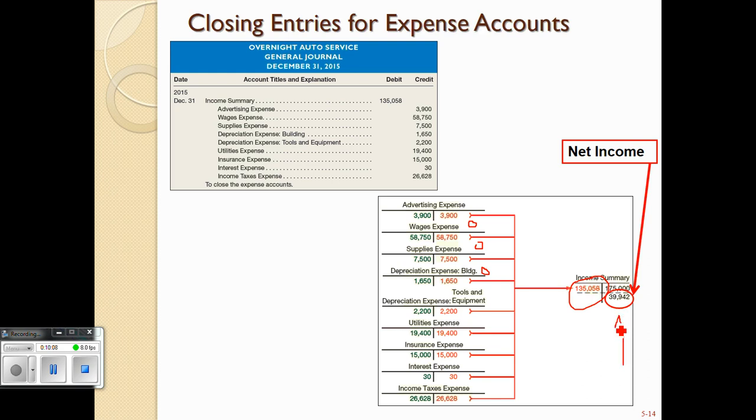If we have net income, our income summary will show a credit balance. If we have a loss, it will show a debit balance. So whether we have an income or a loss, it's really irrelevant. We close the revenue accounts and the expense accounts in the same way. The only difference is, does that income summary have a debit balance or a credit balance? If it has a credit balance like this one does, it shows that we had net income for the year.